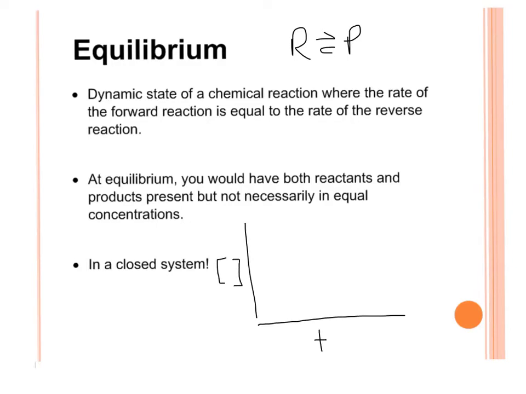So if we're plotting concentration versus time, if we start with a certain concentration for reactants, over time it'll decrease until it reaches its equilibrium concentration. If we start with no products or very little products, over time it will increase until it reaches its equilibrium concentration.